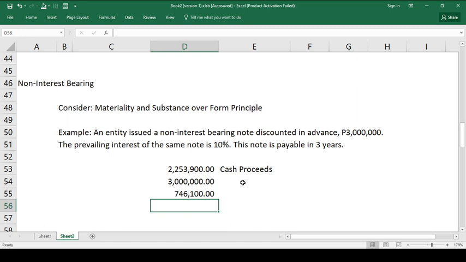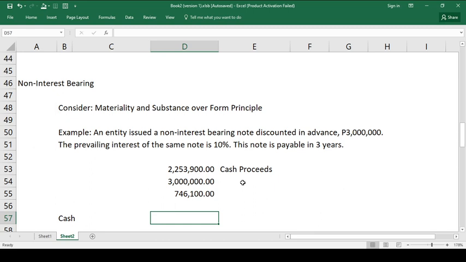Can we now prepare the entry of this particular example? Yes. Obviously, we debit cash. Yung ide-debit natin sa cash, because this is an issuance of a note for cash, for procurement of cash. Take note, the cash proceeds that we receive is 2,253,900. Bakit? Take note, the company, an entity, issues a non-interest bearing note discounted in advance.